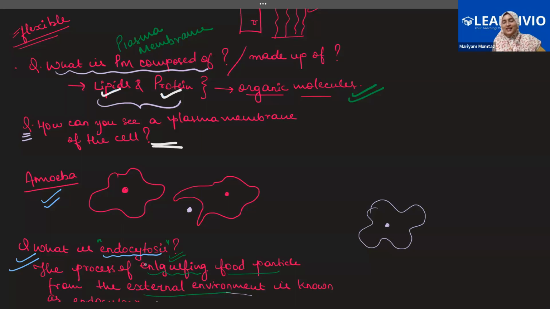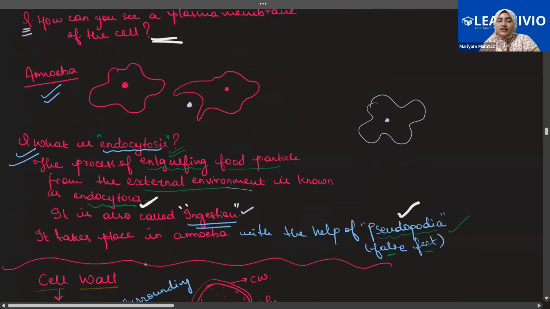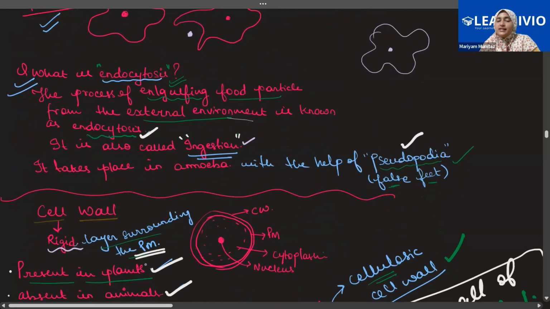By microscope. We would use a microscope to visualize or to see any kind of cell structure. Always remember, because we can't see it with the naked eye, because it is so tiny, we can't be able to see it. Okay. Now, moving forward, we'll talk about the next topic, that is endocytosis.